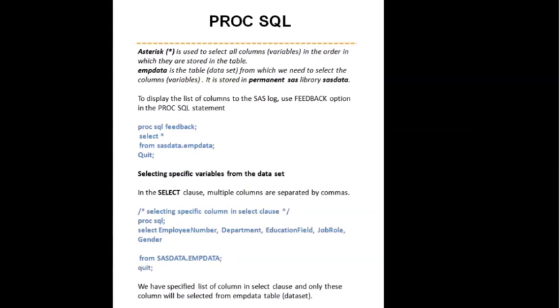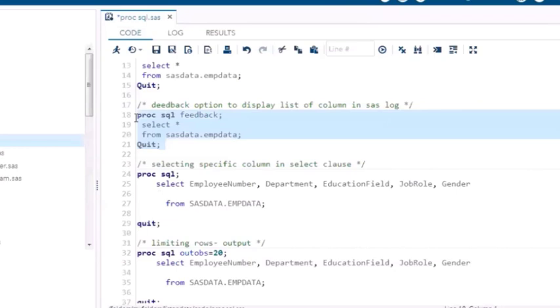If you are using the feedback option, SAS will automatically print all those column names to your SAS log. This trick is useful when you're trying to select some particular columns and you don't know their exact names. You can write a select star with the feedback option, the column names will be printed to the SAS log, and then you can just copy and paste the columns that you need. So let me show you by running PROC SQL with the feedback option.